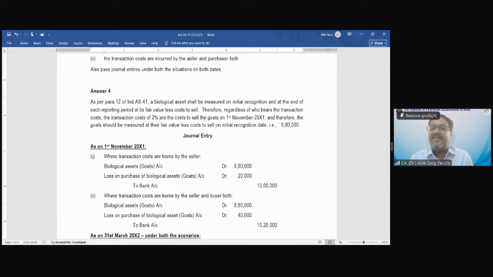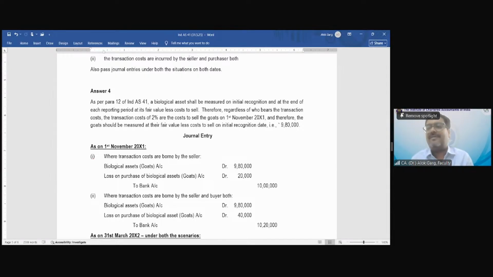Number one, the standard says that all biological assets have to be initially measured and subsequently measured at fair value less cost to sell. Right? Standard says that. Number two, when you compute fair value less cost to sell, you have to step into the shoes of a seller. Means if you were to sell the asset, what is the selling price? Means market value minus what is your cost to sell as a seller.